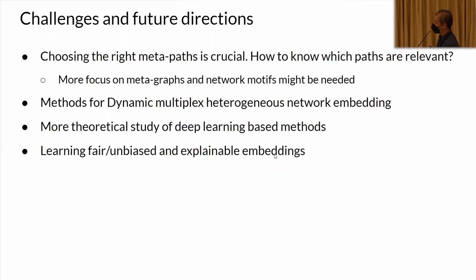So how we could apply these methods for dynamic networks. And like GNNs, we know that GNNs suffer from the over-smoothing problem. Is the same thing happening for heterogeneous networks? That needs to be studied a little further.